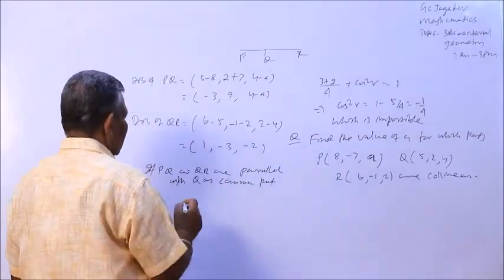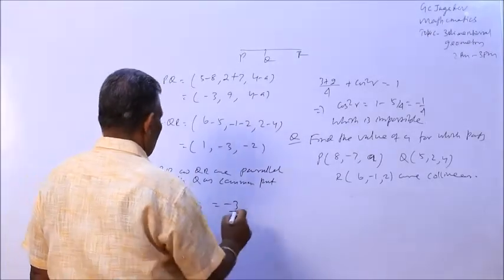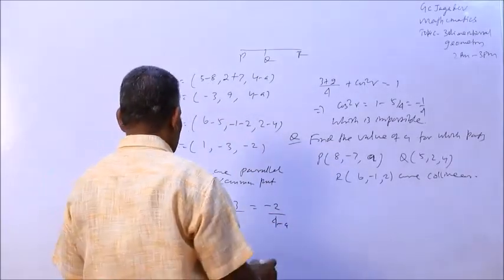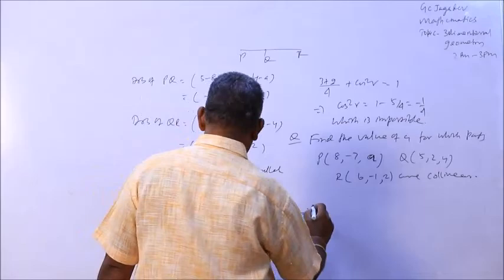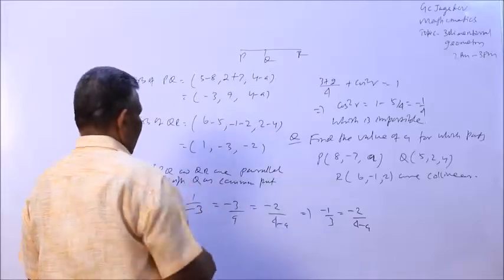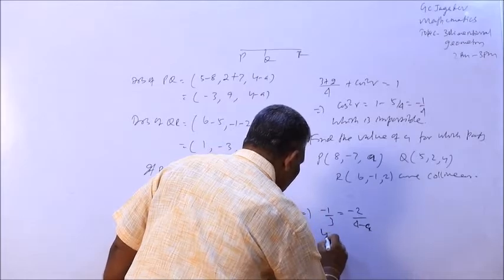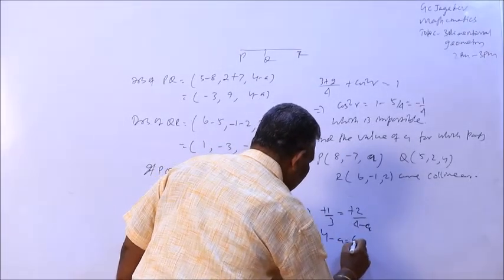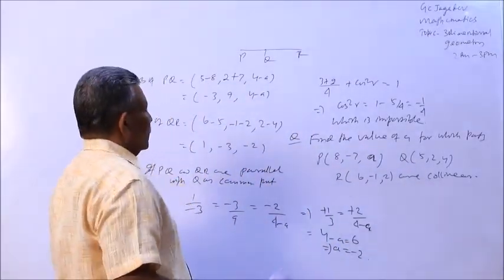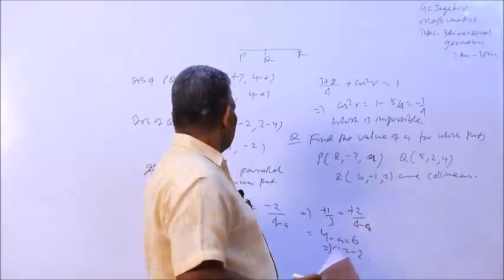That means your parallel condition is a1 by a2 equal to b1 by b2 equal to c1 by c2. That implies minus 1 by 3 equals minus 2 by 4 minus a. You can take second or third, or first or third, there will be no harm. That implies 4 minus a equals 6, or a equals minus 2. So, if a equals minus 2, then only the points P, Q, R are collinear.